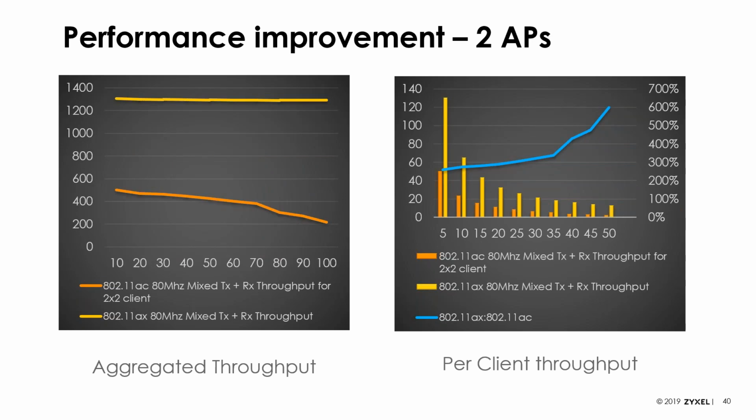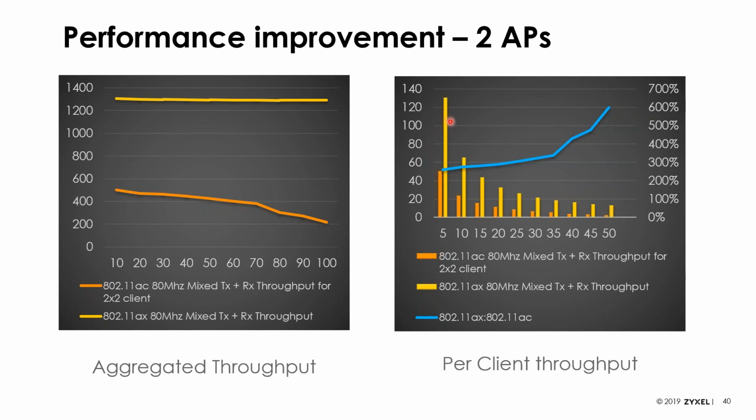When you install multiple APs in the same environment, the results are even better. So when the client has multiple APs available, looking at aggregated throughput, so all clients together on 2 APs, and once again up to 100 clients, AX keeps steadily performing and AC keeps dropping due to the fact that the management traffic or the background traffic keeps growing while the amount of clients keeps growing.